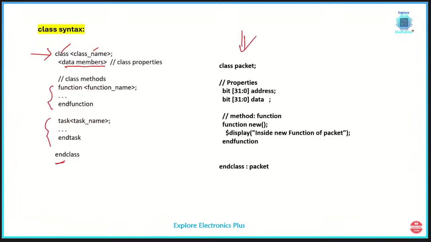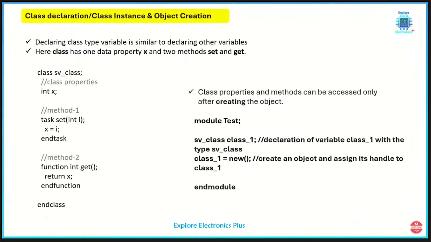If you look at an example over here, we have a class with the name packet. This packet will have address and data variables inside, and also a function called new. This is a simple example of a class. Now let us look at how this class will be defined, then how we can use that class instance in another block and how that object will be created.